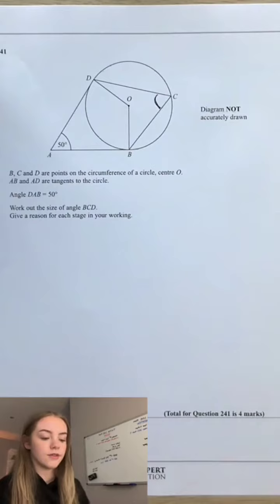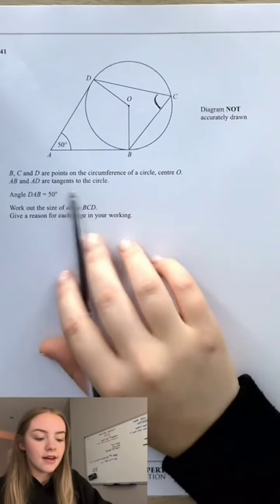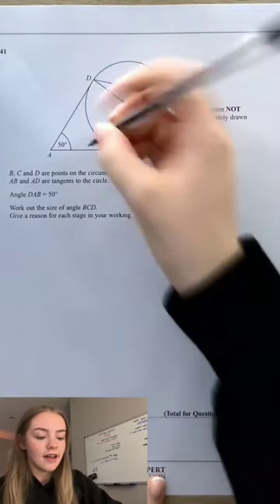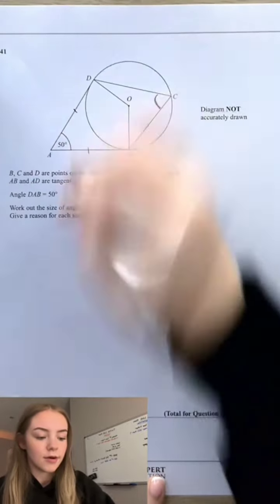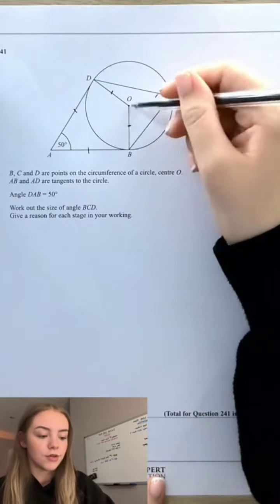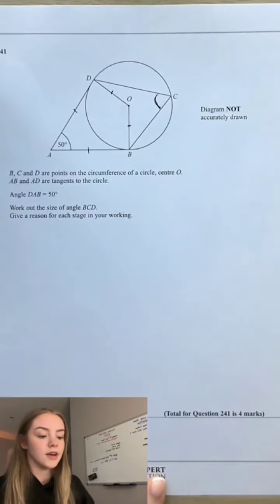So it does give us a few hints in the question, the fact that they are tangents. So we know that if we have two tangents, then the length of these tangents when they meet at this point here will be the same. We also know that these lines here, which are both the radius of the circle, will also be equal.